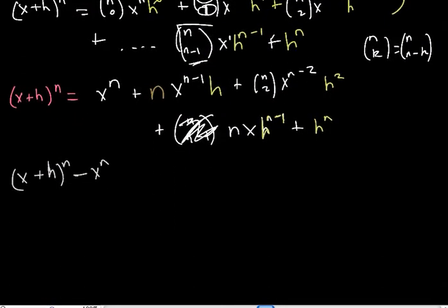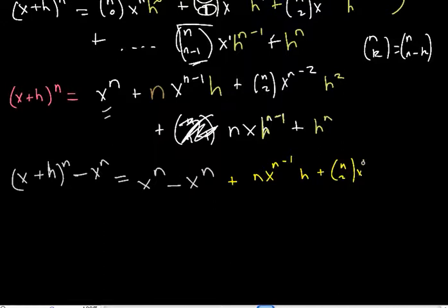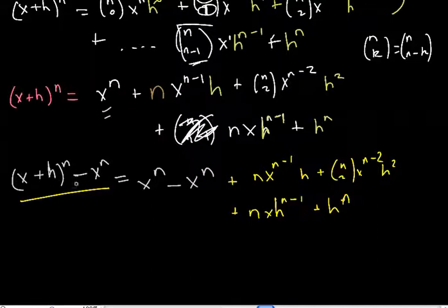What would that become? Well, rewritten, I have my x^n, and I'm going to subtract an x^n. And then I have every other term that I have in there: n x^(n-1) times h, plus n choose 2, x^(n-2), h squared, plus n x h^(n-1) plus h^n. Okay, great. So that's (x + h)^n minus x^n. These guys are going to cancel out. So this is just what I'm left with, this stuff over here.